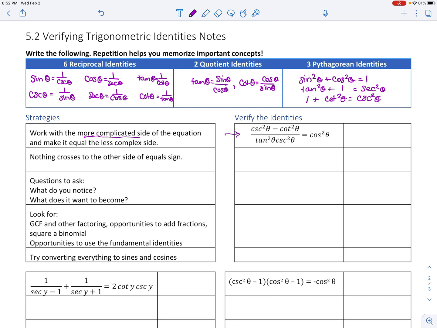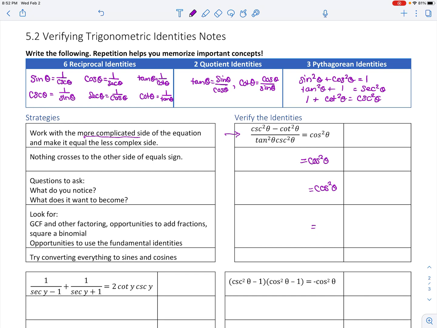Well, on this first example, we can see that the left side is definitely more complicated than the right side. So we're going to want to show that the left side is equal to the cosine squared of theta. That's going to be our goal the whole way down this path. And so we can ask ourselves, what do we notice about the left side then?